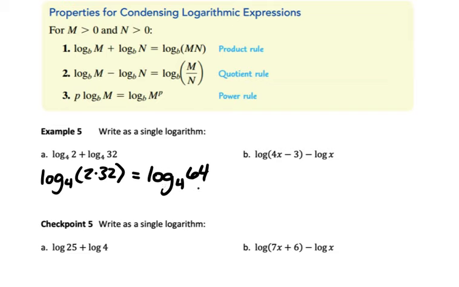Now, log base 4 of 64 actually works out to be a whole number. Remember, the question here is 4 to what power equals 64? And if you do some guessing and checking on your calculator, or you might know already, the answer is 3. So this entire thing can be simplified to just the number 3.